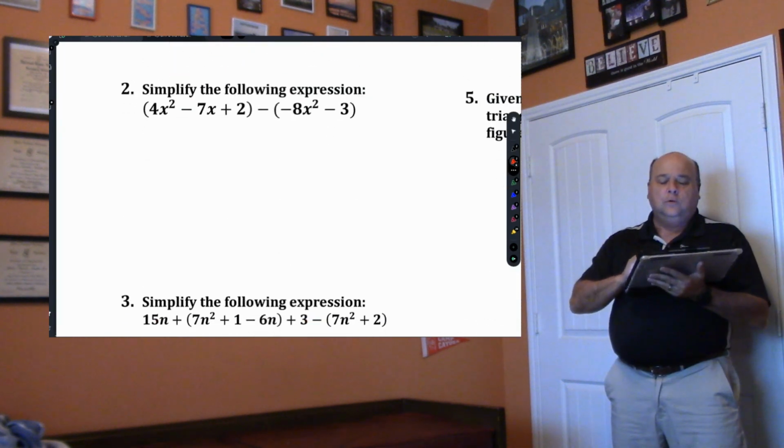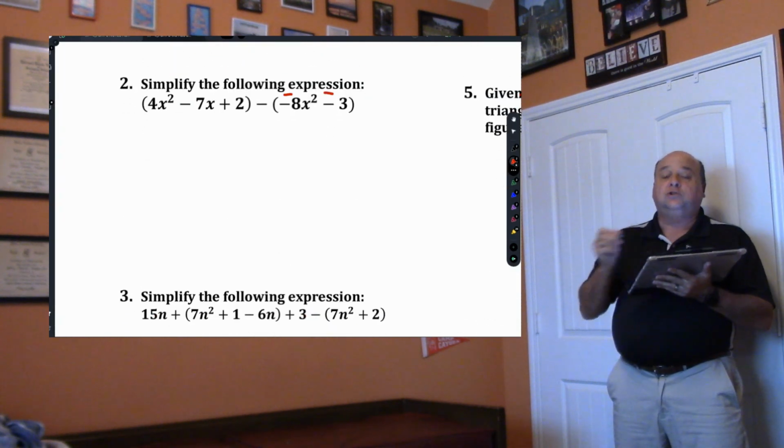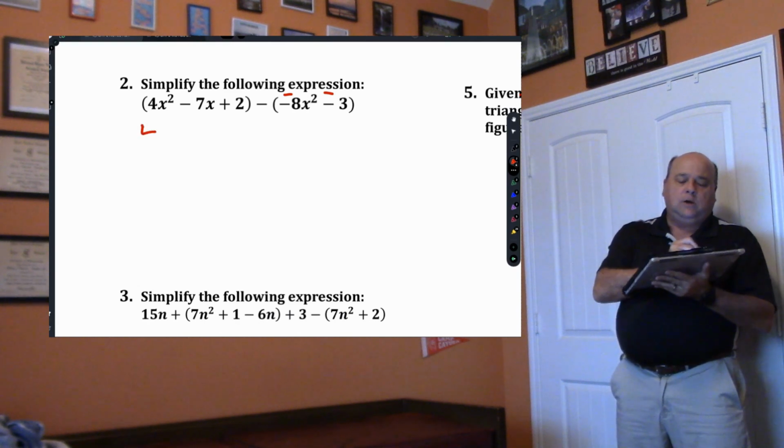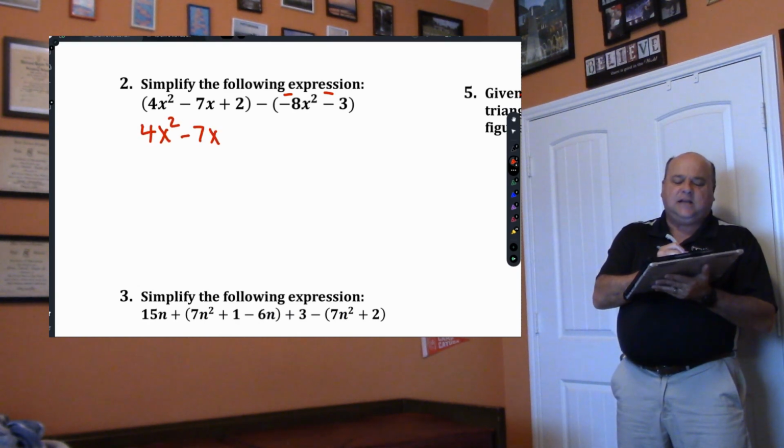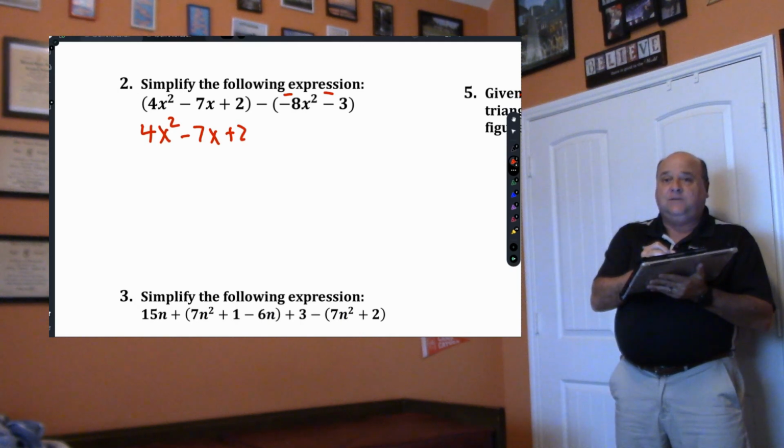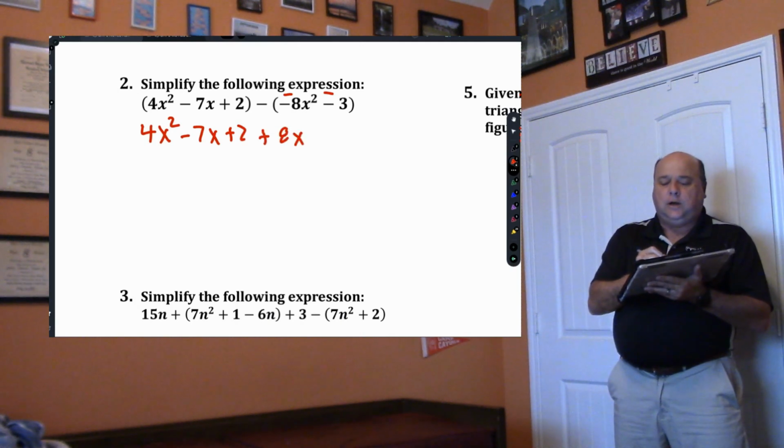Go to number 2. That minus gets distributed. Okay, so we're going to write down 4x squared minus 7x plus 2. The opposite of a negative 8 is a plus 8x squared. The opposite of a negative 3 is plus 3.